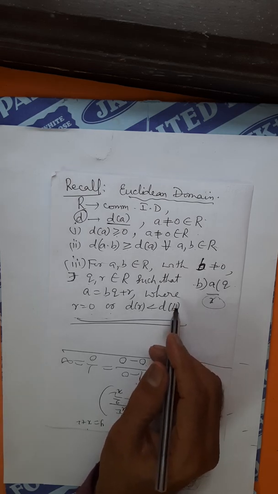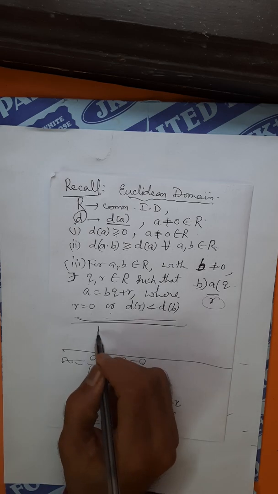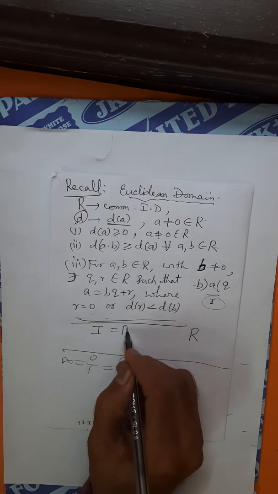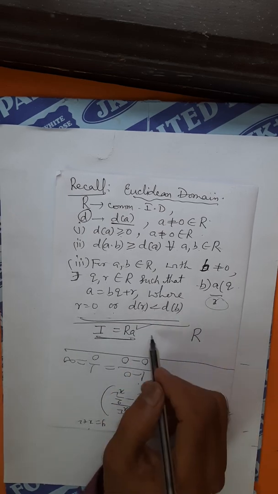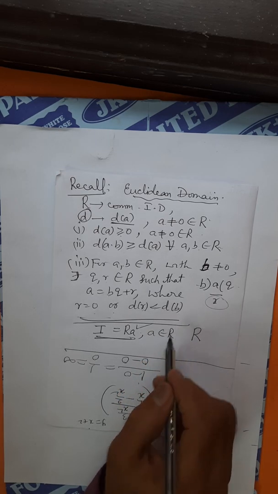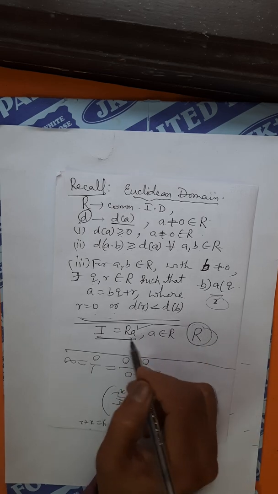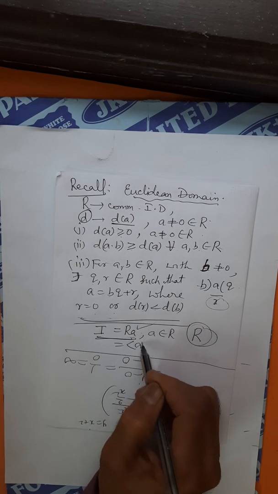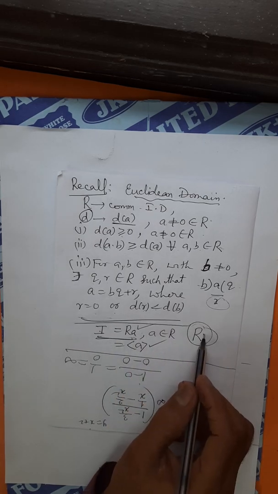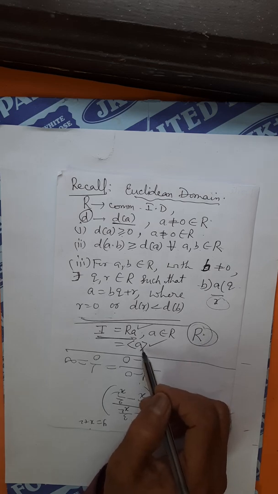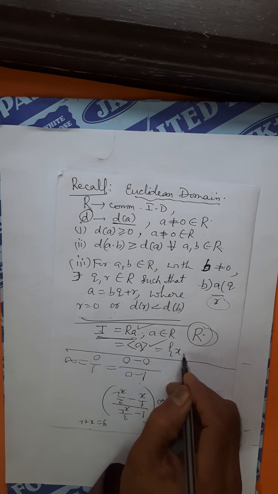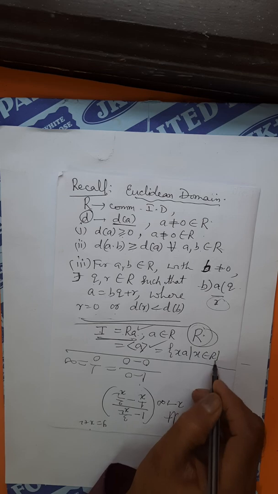After defining Euclidean domain, you have shown that every ideal I of a Euclidean domain R is of the form RA, that is, I equals RA for some A belonging to R. Every ideal of a Euclidean domain is generated by a single element A. RA is the set of all multiples XA where X belongs to R. This is what you have proved.